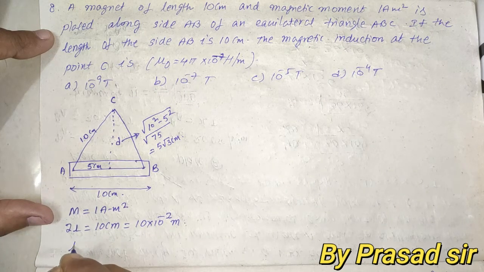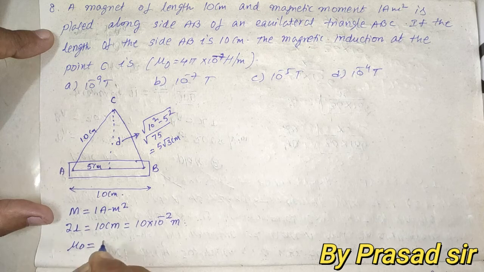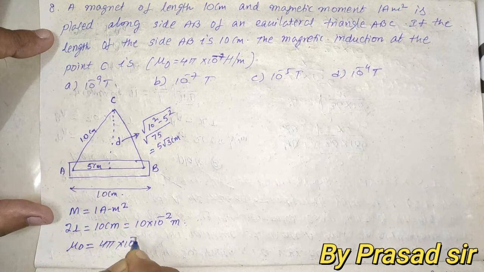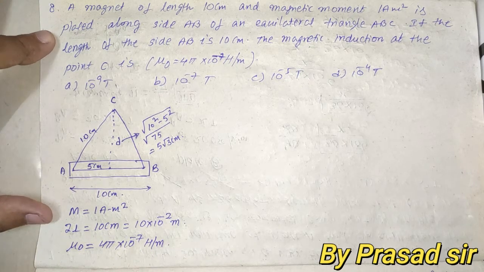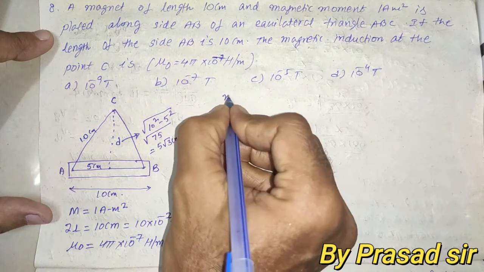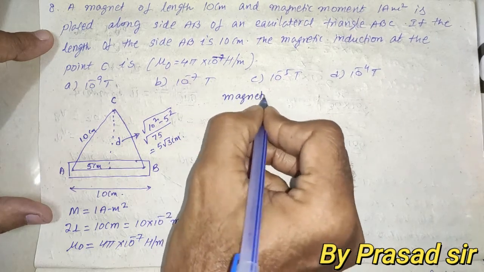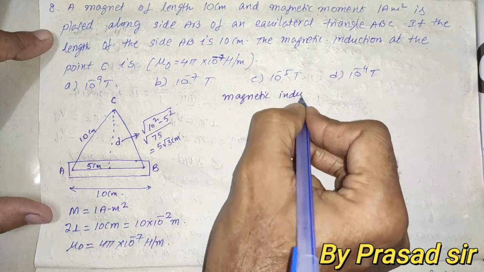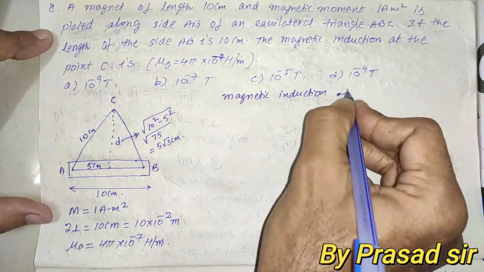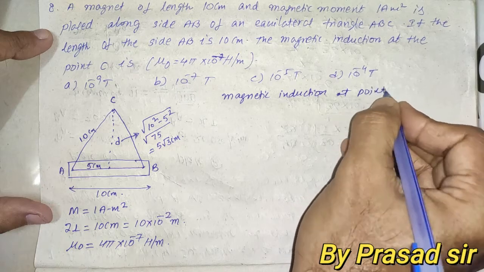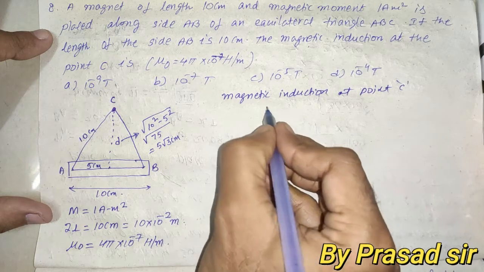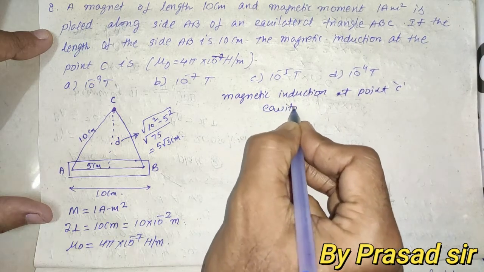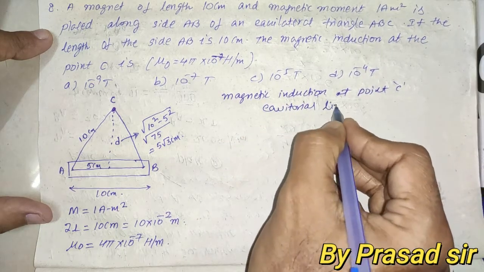And afterwards we know the value mu naught is equal to 4 pi into 10 to the power of minus 7 Henry per meter. So we want to calculate the magnetic induction at point C. So here, magnetic induction at point C. So at point C means this point C is present in which line? That is equatorial line.